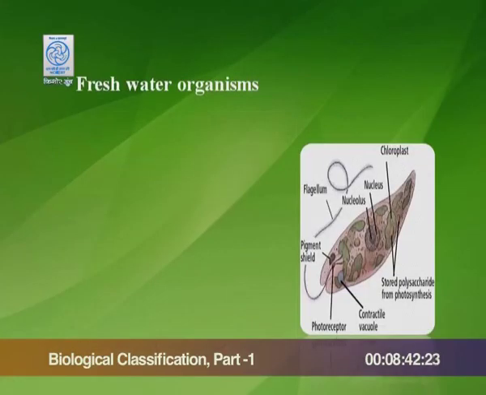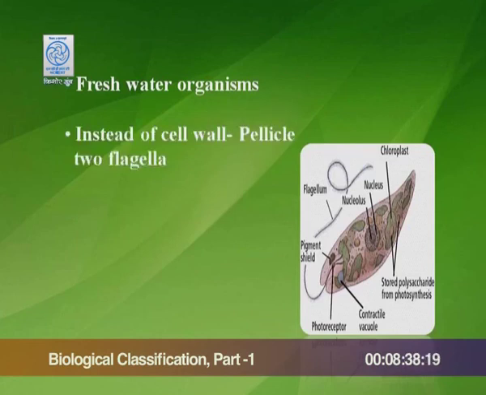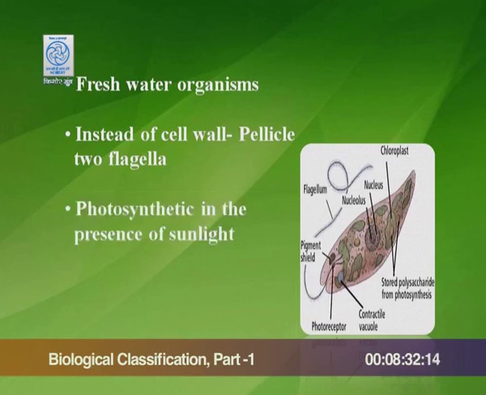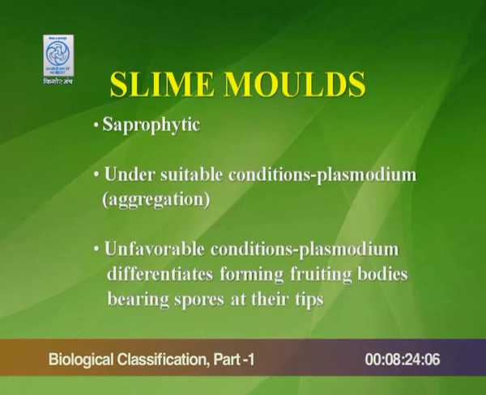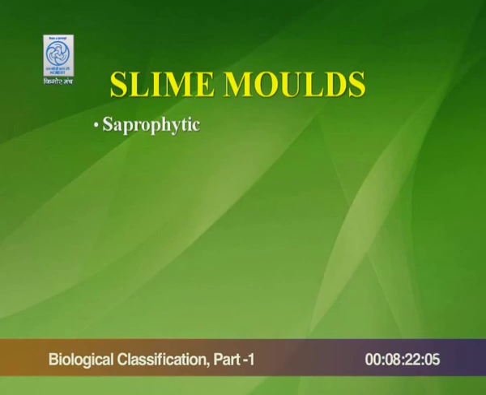Euglenoids are freshwater organisms. Instead of a cell wall, they have a pellicle. They have two flagella. They are photosynthetic in the presence of sunlight, but in the absence of sunlight, they behave as heterotrophs. Slime molds are saprophytic.